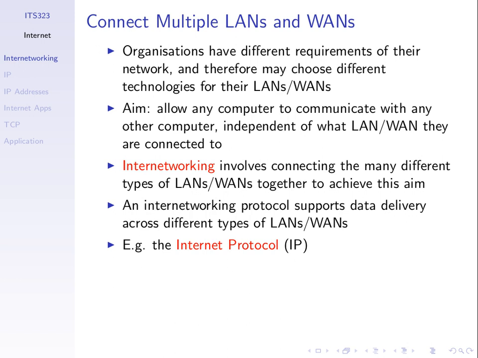And an internetworking protocol is something that supports the sending of data across such a network or network of networks. There are different internetworking protocols, but today the main one in use we refer to as the Internet Protocol, or IP. IP is a specific instance of an internetworking protocol. And that's what we'll spend some time on, how IP works.